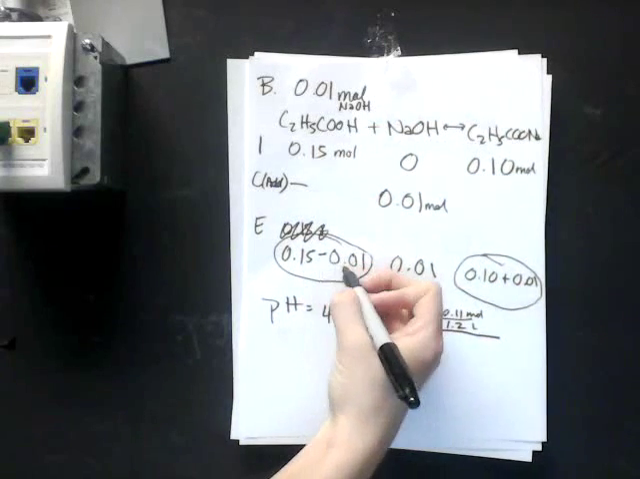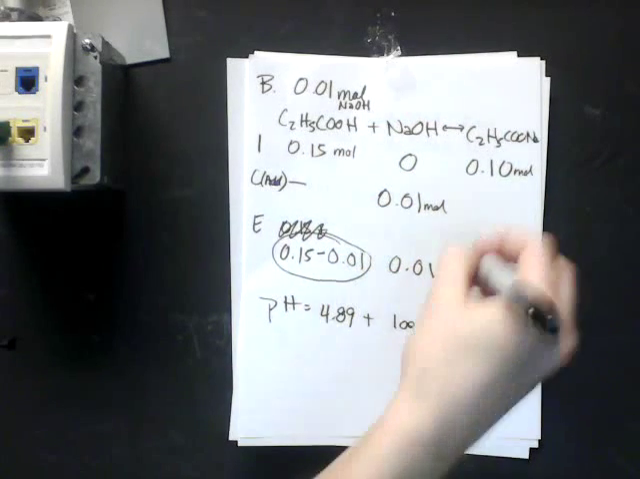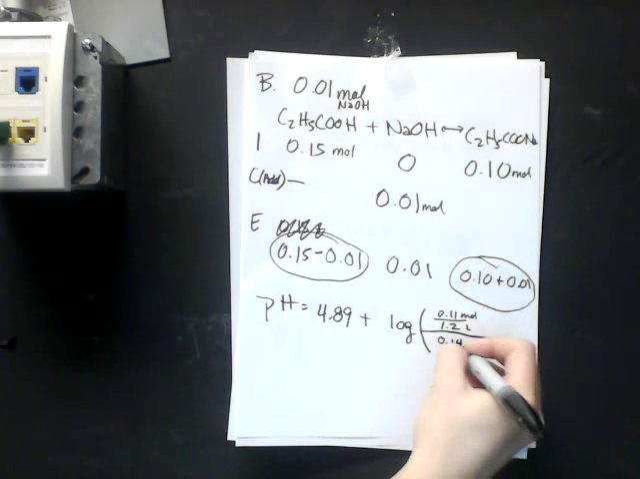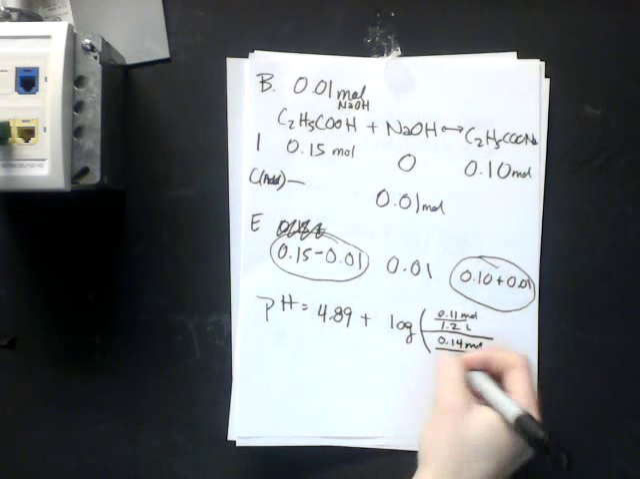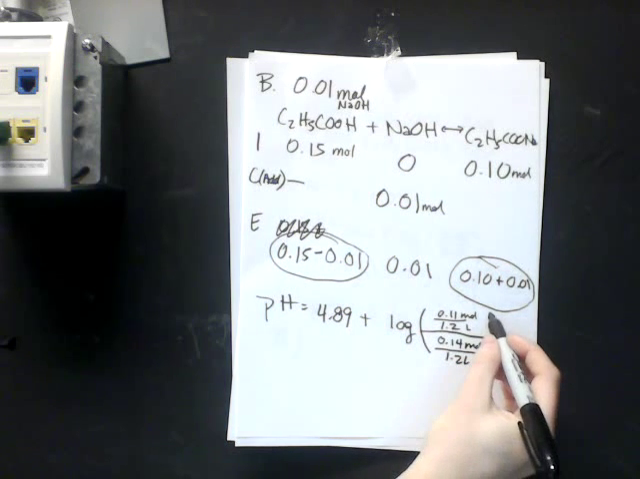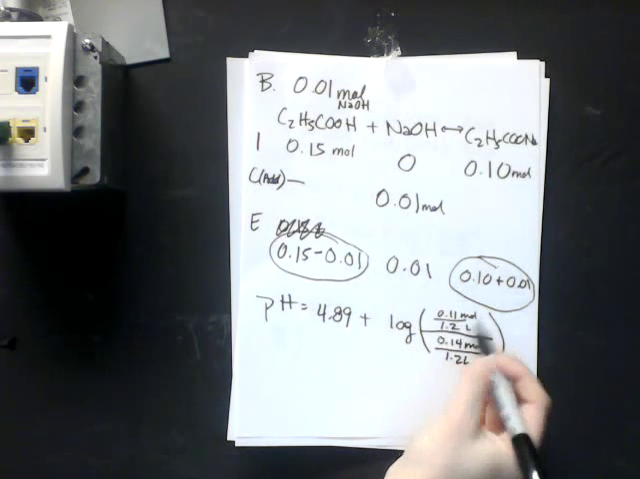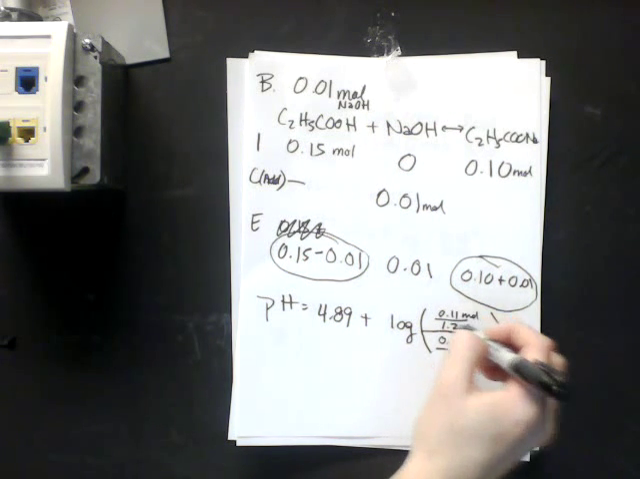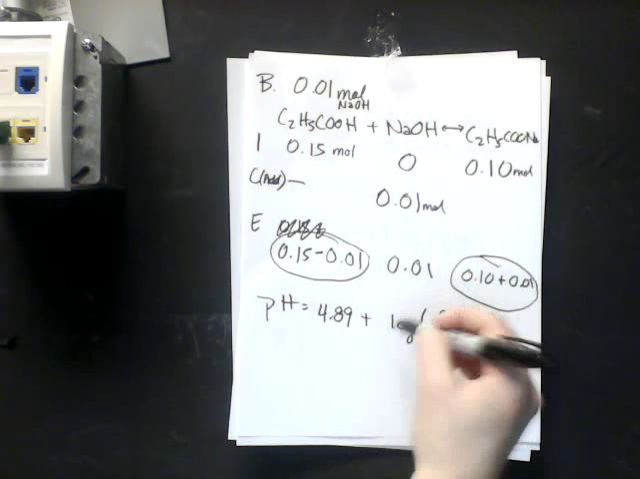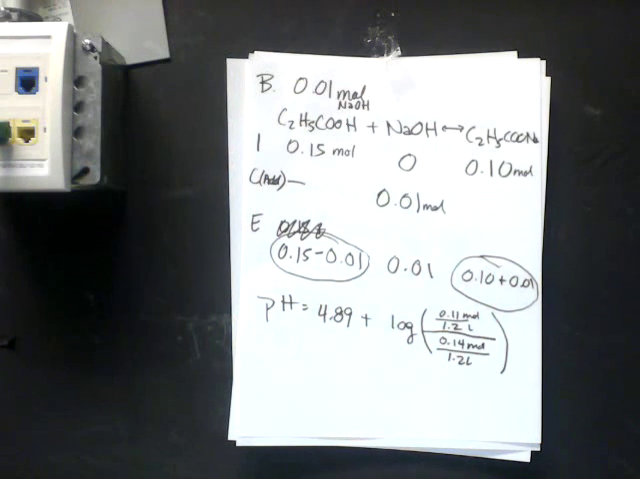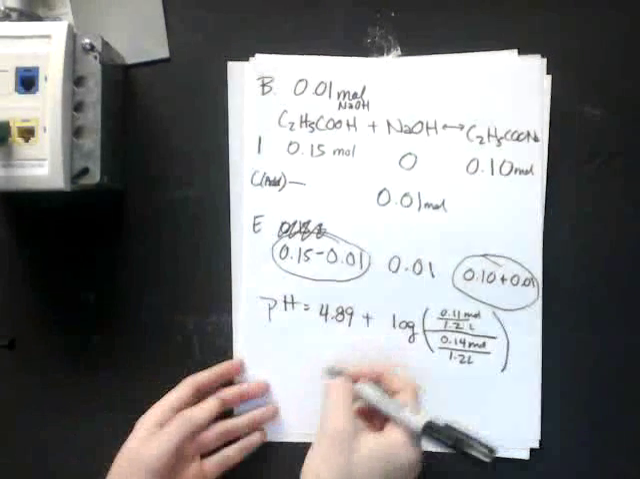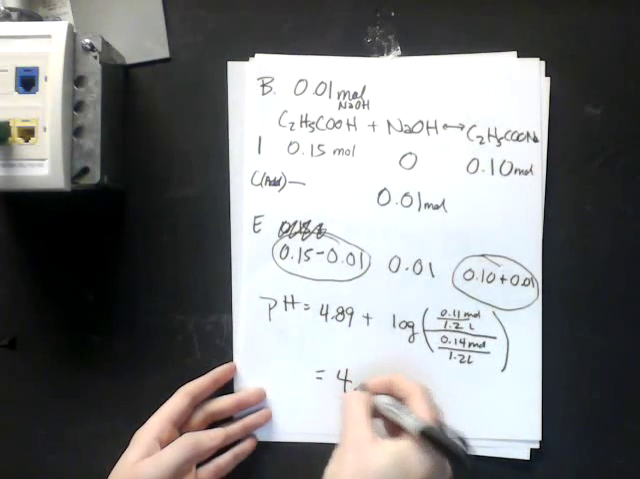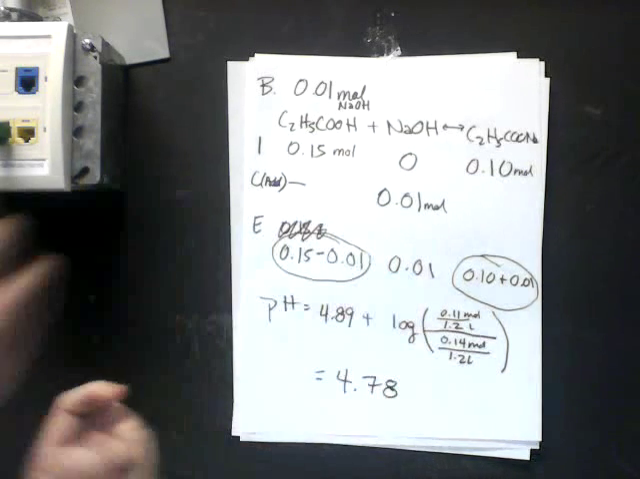And then this is 0.15 minus 0.01, 0.14 mole divided by 1.2 liter. So these are the concentration of base over concentration of acid, right? Once we found those values, you can divide these two by each other, take the log. We already have our pKa from the previous part of this problem. And then my answer should be 4.78, right?